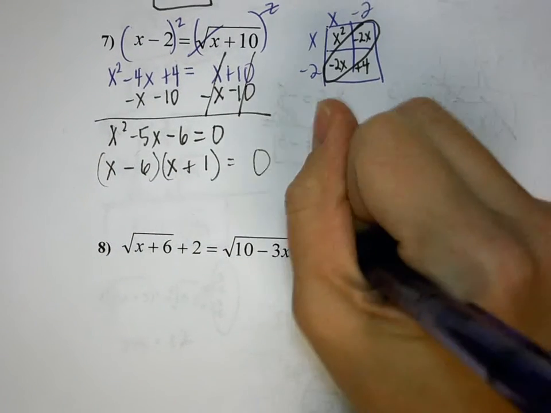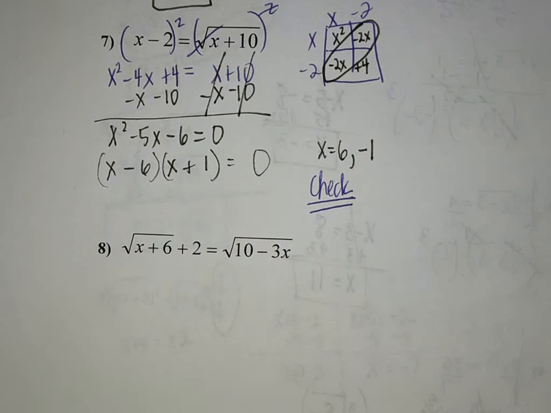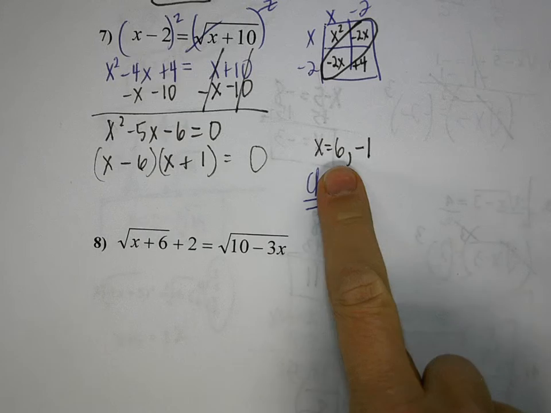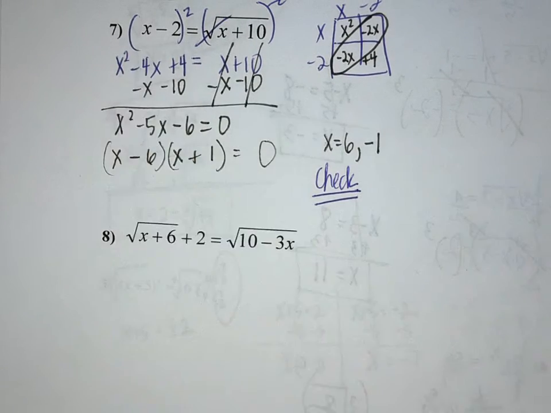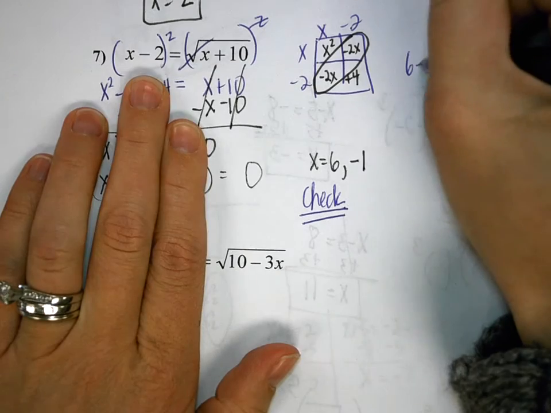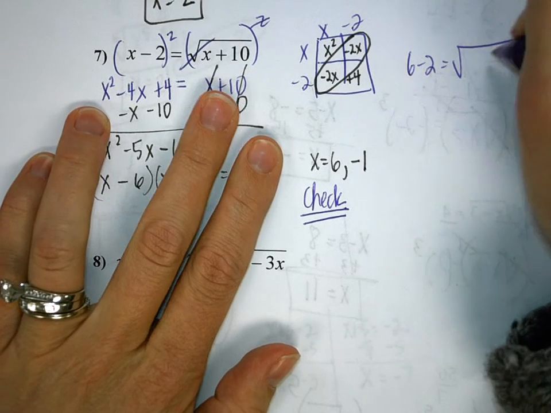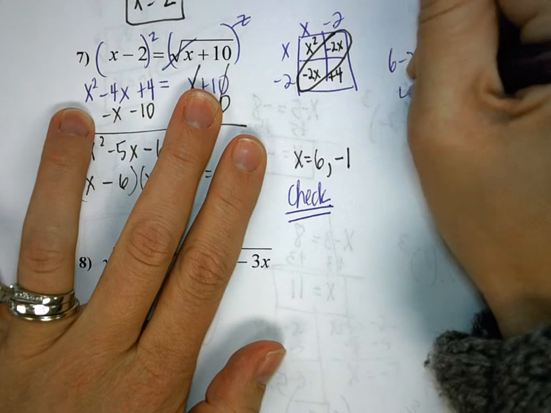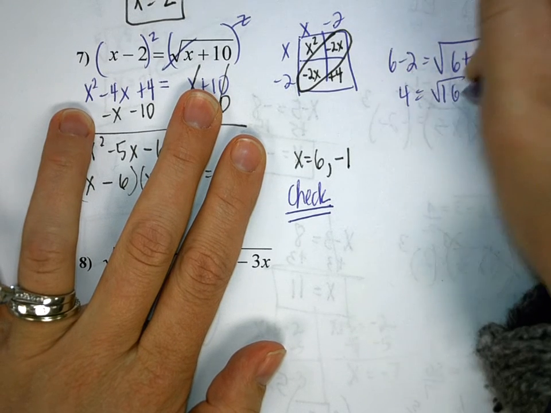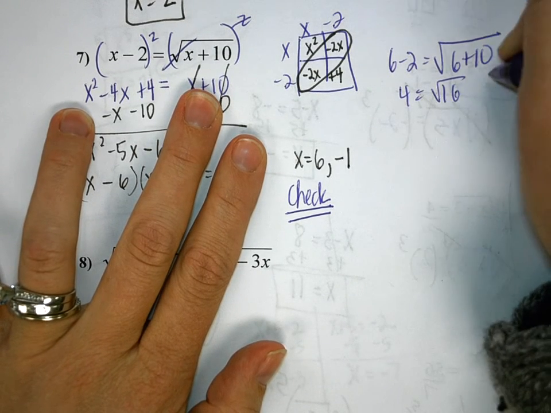Okay? So if we check this, if I plug 6 in here, what is 6 minus 2? 4. In fact, we can even write this. 6 minus 2 equals the square root of 6 plus 10. Okay, 6 minus 2 is 4, and the square root of 16, is that also 4? Yeah. Okay, so 6 works.